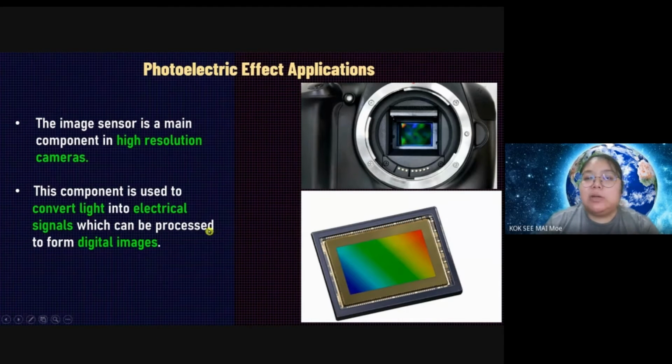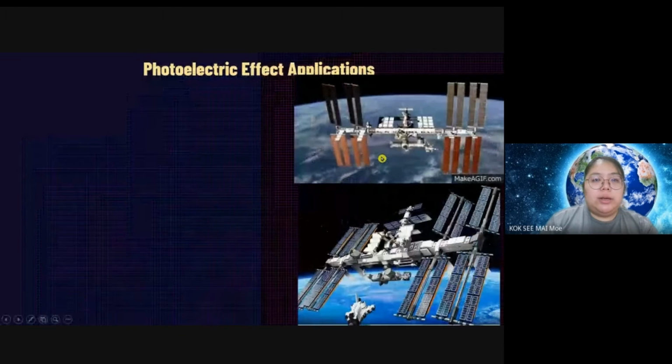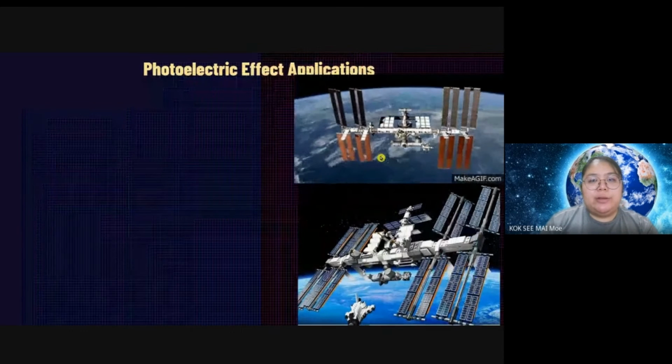So it depends on this one, just like one piece of glass. So this one is an image sensor component. Okay, it's just in front of the lenses, in front of the lenses of the camera. Okay, and the last one should be photoelectric effects.